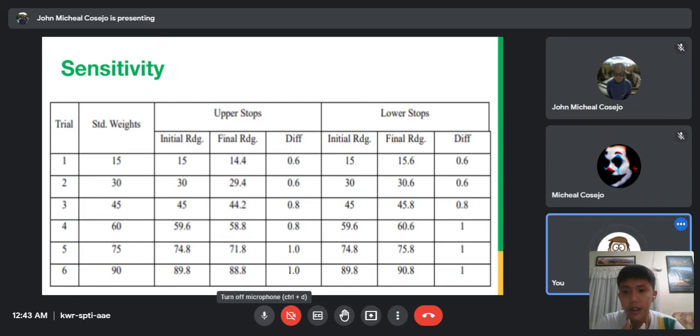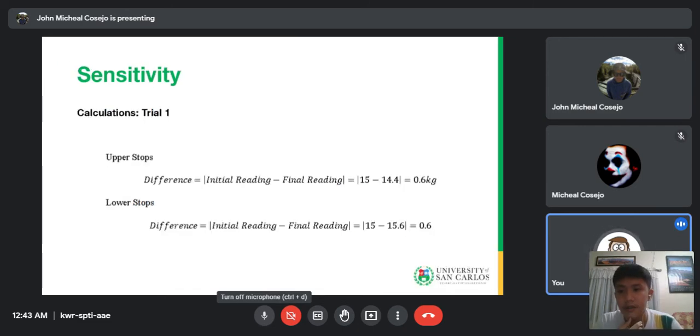And to calculate the average difference, the difference of the upper stops and lower stops, you should do these calculations, which is initial reading minus final reading. 15 here is the initial reading on the upper stops, then the 14.4 the final reading, and you will get 0.6 kilogram. Then do the same for the lower stops. 15 minus 15.6 is equal to negative 0.6. Yeah, 0.6.